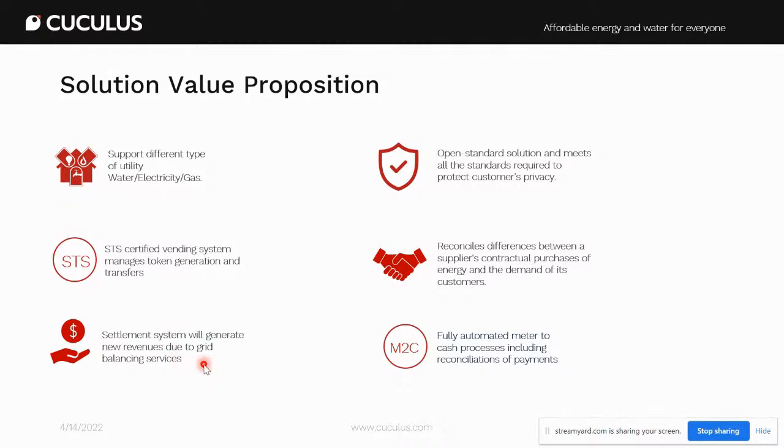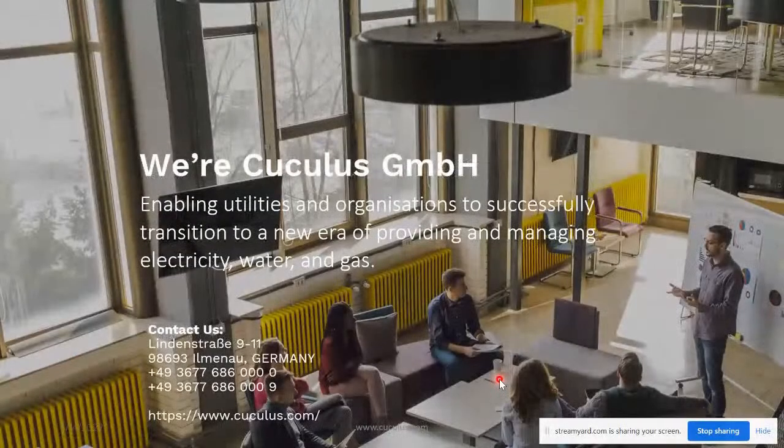Also, in our settlement system, we can help generate new revenues through grid balancing services. Open standard solution, of course. We provide reconciliation of differences with the supply contractor. I'm talking about when the utility wants to know how much they bought from the energy generation and also how much they will inject into their distribution. So it will help them manage this kind of information. And in the end, we have a fully automated meter-to-cash process. Again, it includes the reconciliation of the payments.